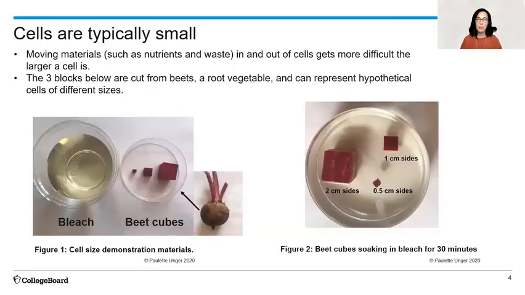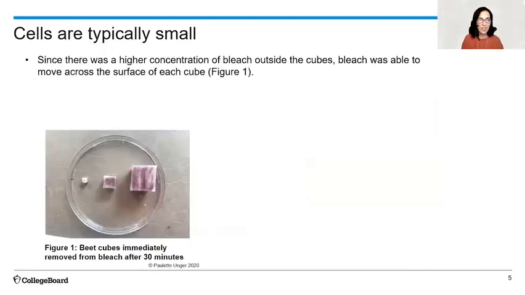I used bleach because the beet cubes will turn white when exposed to the bleach, so it would be easier for me to observe how much of the bleach was able to move throughout each cube. So, are you ready to see the results? Let's check it out. Since there was a higher concentration of bleach outside the cubes, bleach was able to move across the surface of each cube, as you can see here by the white coloration of each cube.